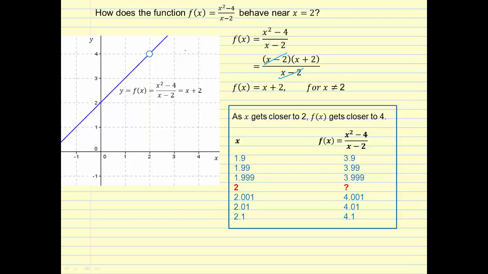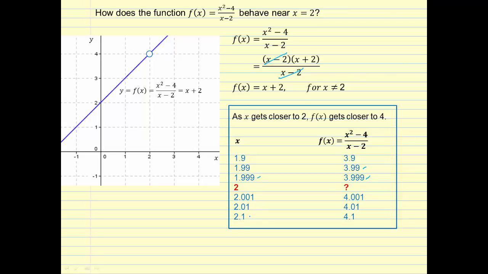And if we substitute x equals 1.99, then we'll get f of x equals 3.99. And again, if we use 1.999 for x, then we'll get 3.999 for f of x. If you notice, as we get closer and closer to 2, the values of f of x get closer and closer to 4. The same will happen if we go from the other side of 2.